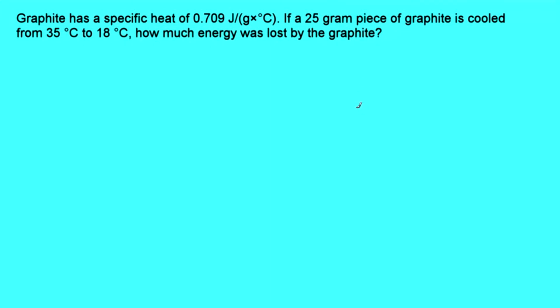Let's try another example here. Same formula, Q equals MCP triangle T. Let's see what we have. Graphite has a specific heat of 0.709, so that's our CP, 0.709, 25 grams. The graphite is cooled from 35 to 18. So our final is 18 minus 35. This is negative 17.